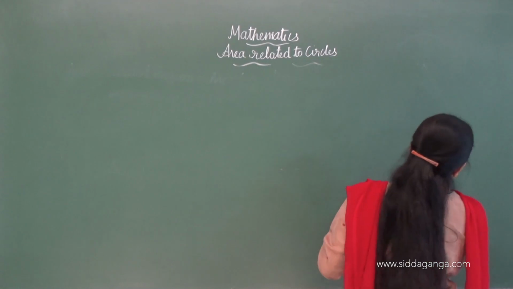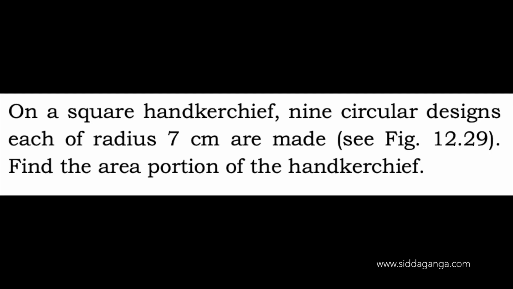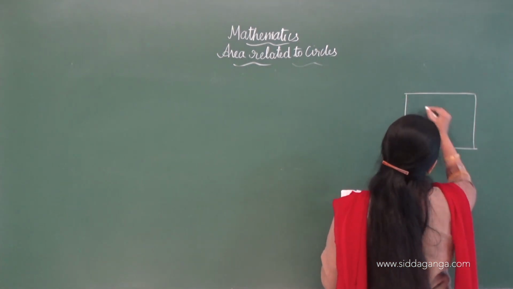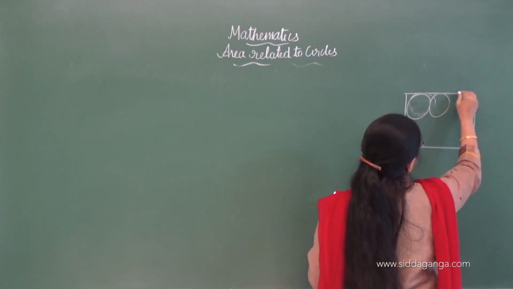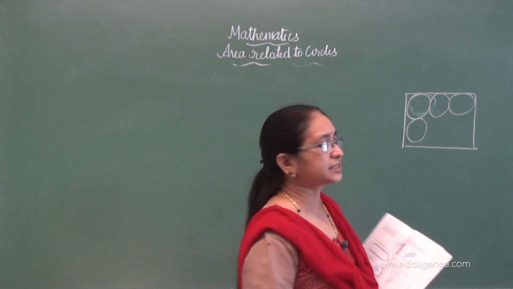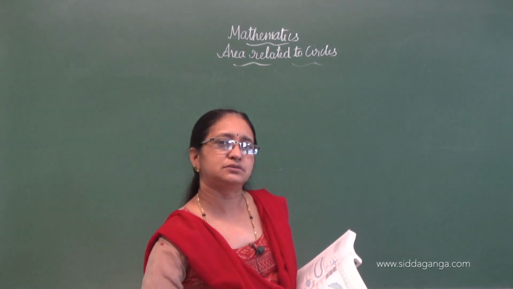Next one is a very interesting and also easy problem. See, the 11th one. On a square handkerchief, 9 circular designs, each of radius 7 centimeter, are made. Find the area of the remaining portion of the handkerchief. The handkerchief is a square, and inside that there are 9 circles. Now you have to find the remaining portion after removing those.